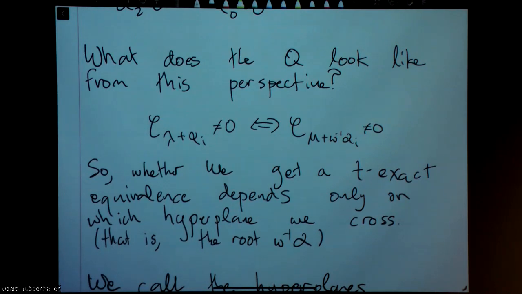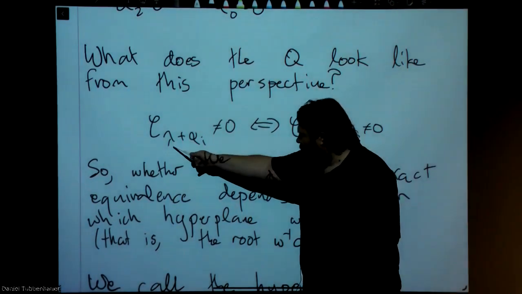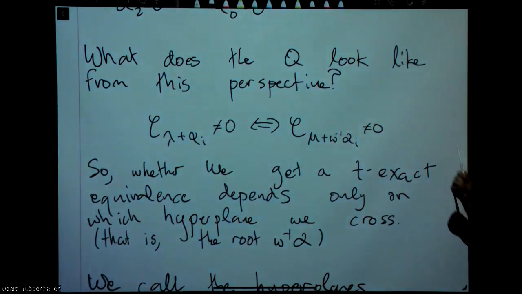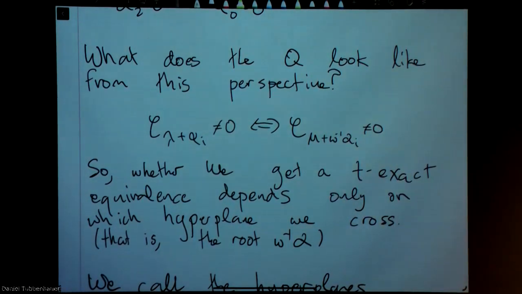And I'm going to look at, well, is it true that when I go up by EI, I get a non-zero weight space or a zero weight space? That's the only thing I need to know to find out whether theta I is an abelian equivalence of categories.